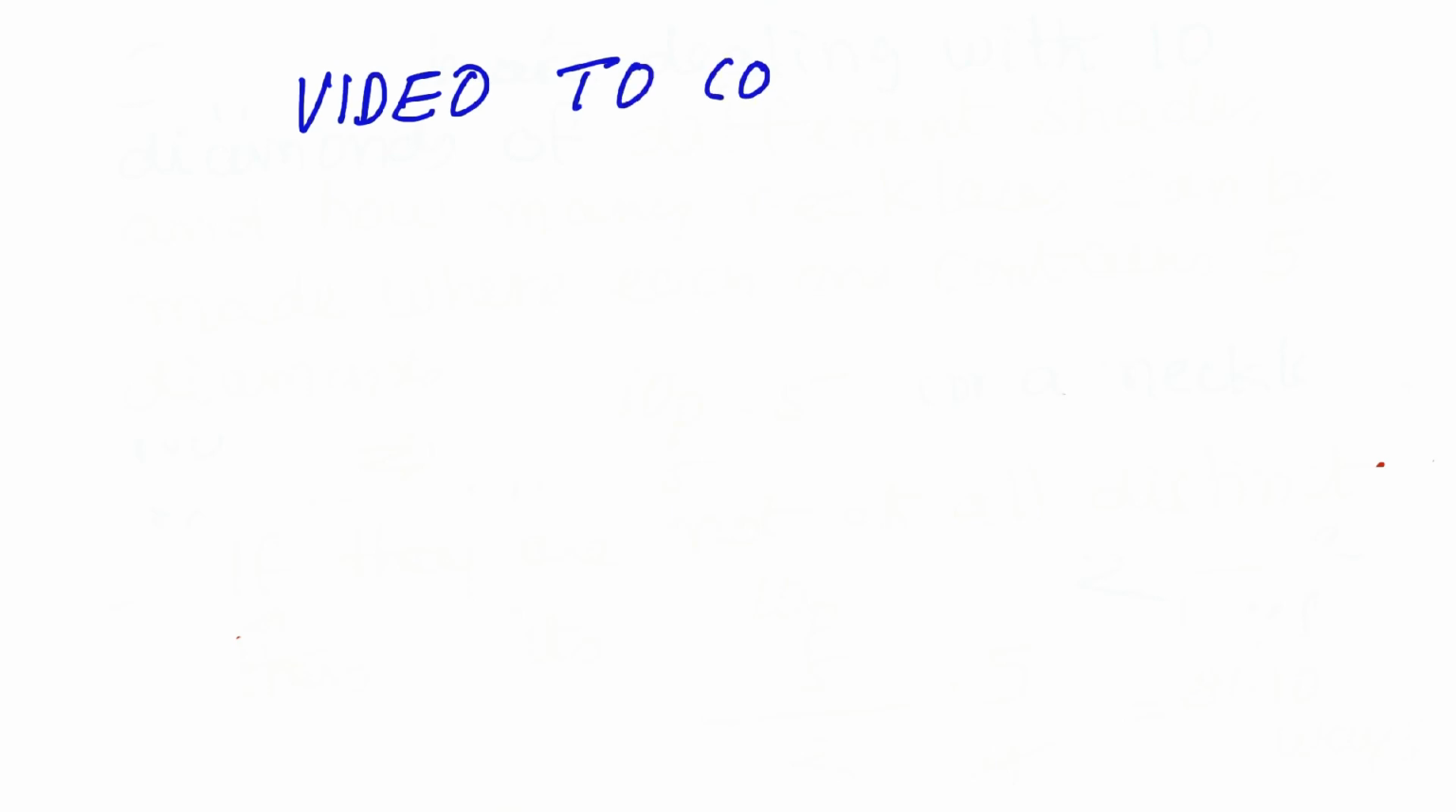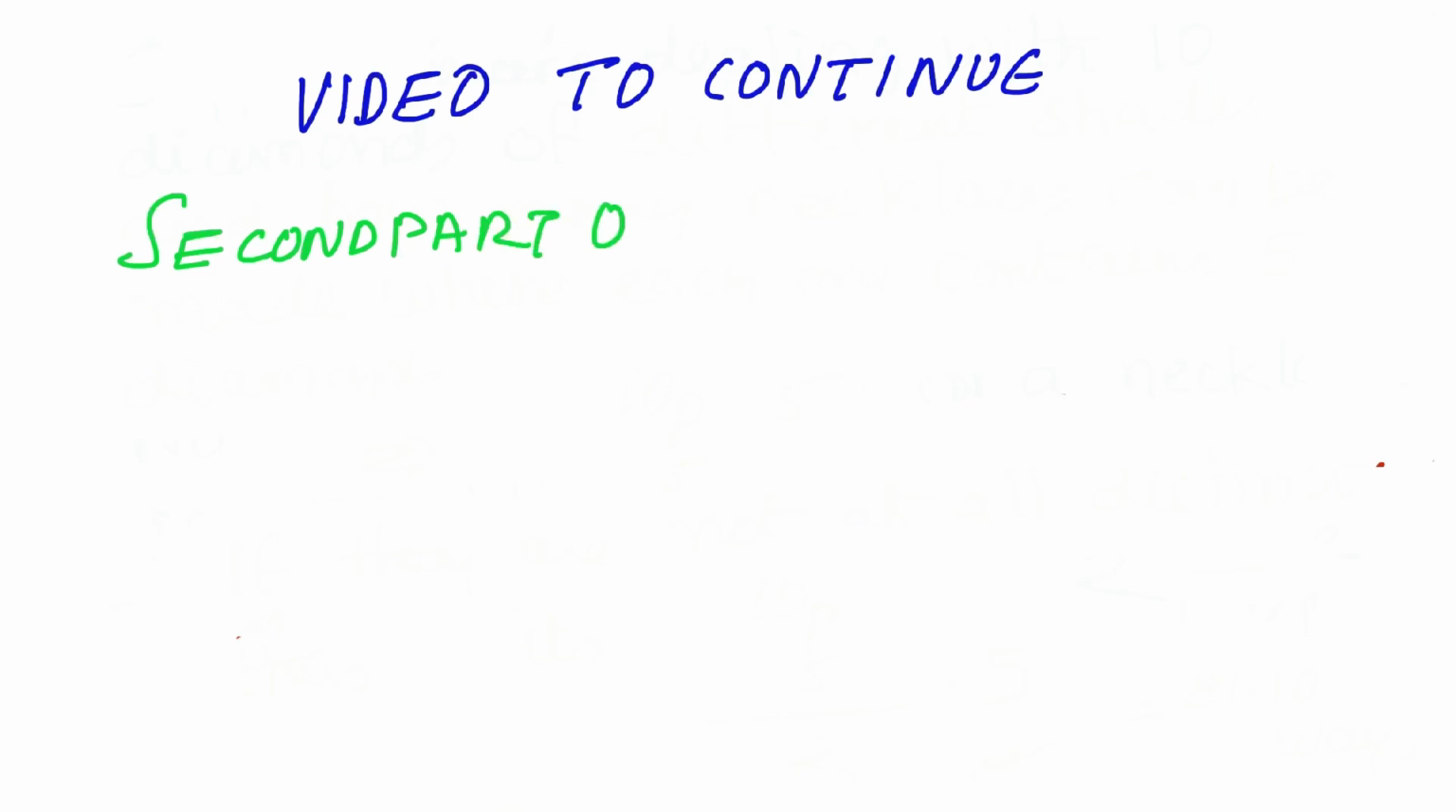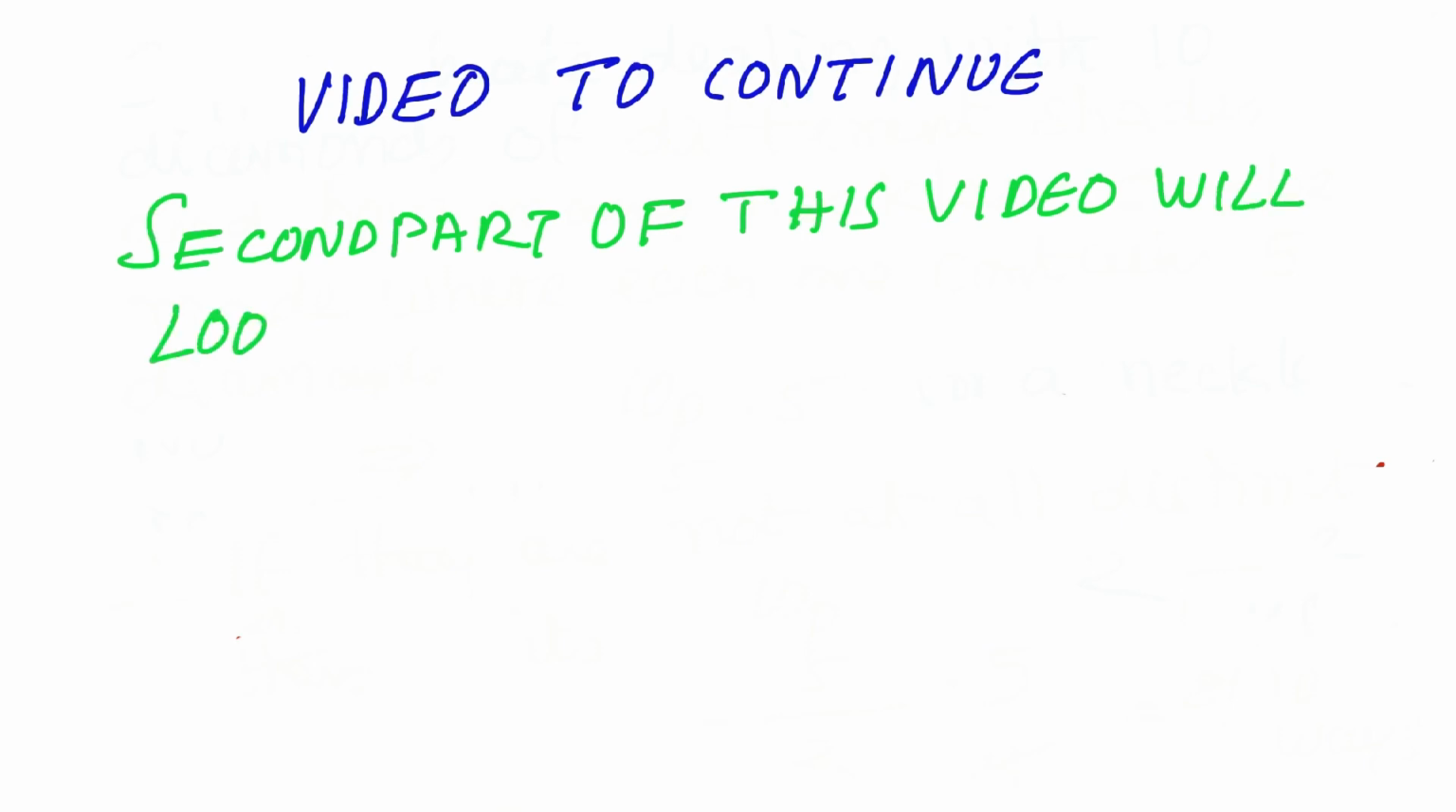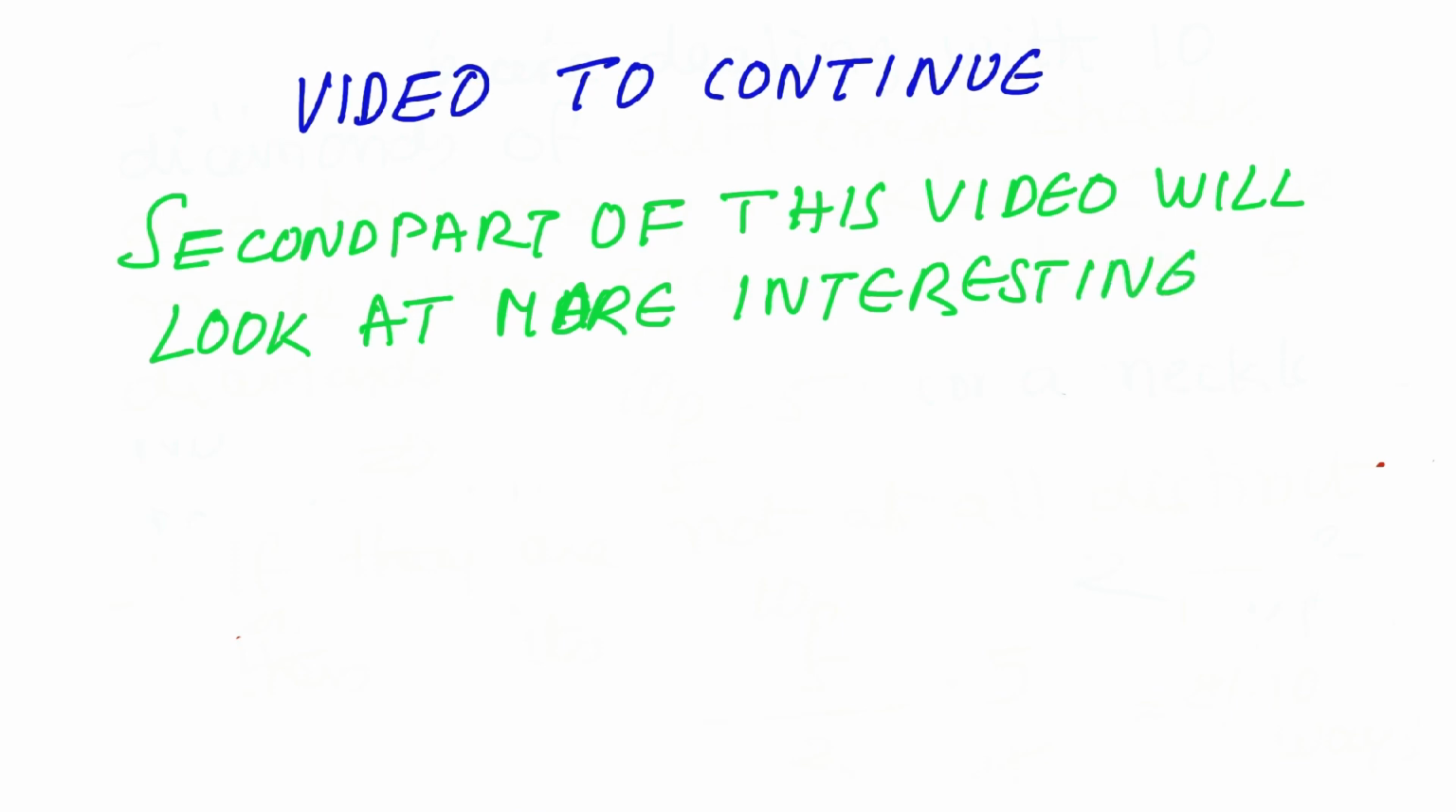So this video dealing with circular permutations doesn't end. In fact, we'll be looking at another video dealing with the same subject. In that second part of the video, we'll be looking at more interesting cases, with more twists and applications in circular permutation. So please watch the second part of this video to see more interesting problems in this kind of permutation.